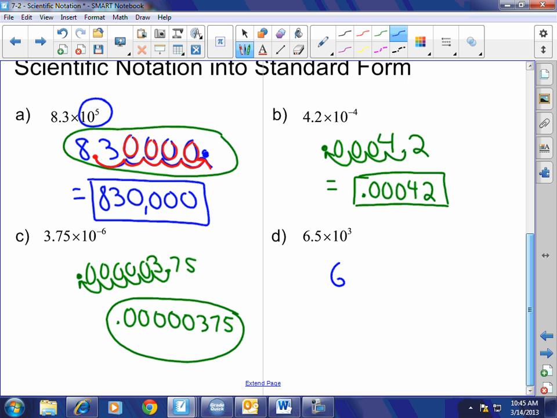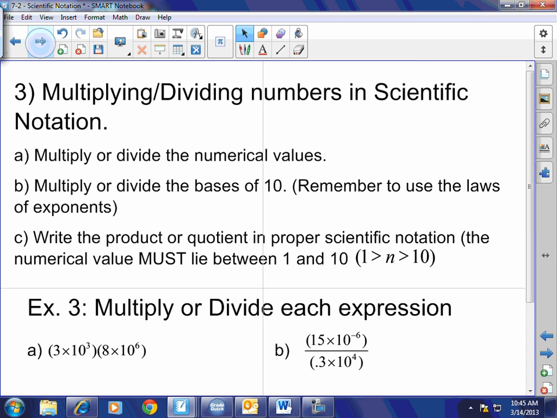6.5 times 10 to the 3rd. So you have 6.5. Go 1, 2, 3 to the right. Put your arrow. Place your decimal. Fill in the baskets. Rewrite it nice and neatly. 6,500. Does that make sense, gentlemen? Okay? Now, let's put it all together.